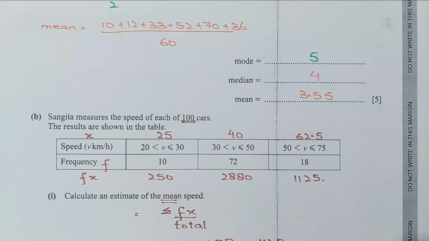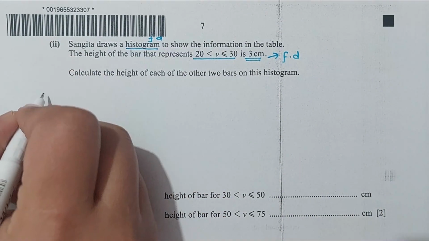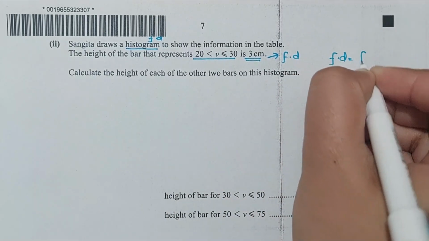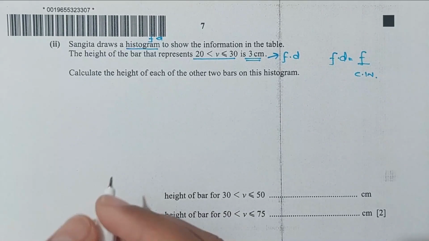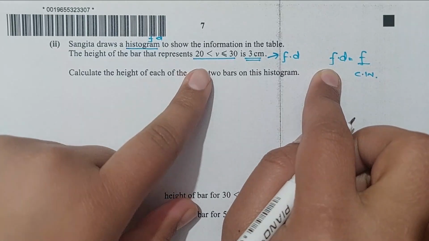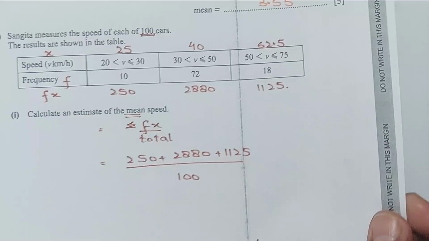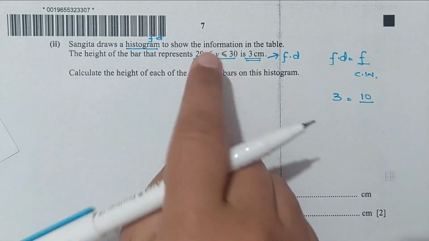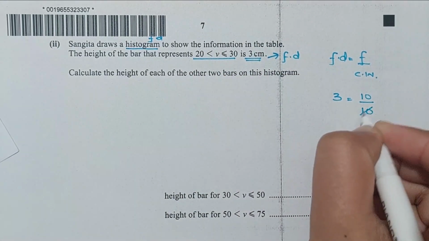So this is the table. We have the frequencies. Let me solve for the frequency density, right? Frequency density is equal to frequency over the class width. For this interval, the frequency density is 3. What is the frequency? The frequency is 10 for this interval. And what is the class width of this interval? From 20 to 30, the width is just 10. 10 over 10 is 1.